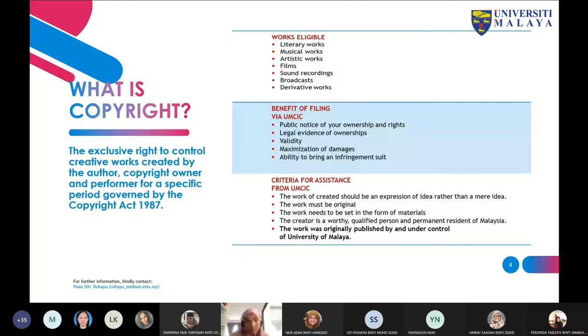Yeah. So if we look at the next slide, which is the last slide that I'm going to be referring to, it just gives you some examples of the works eligible in the seven different categories of protected works. The next slide, please.